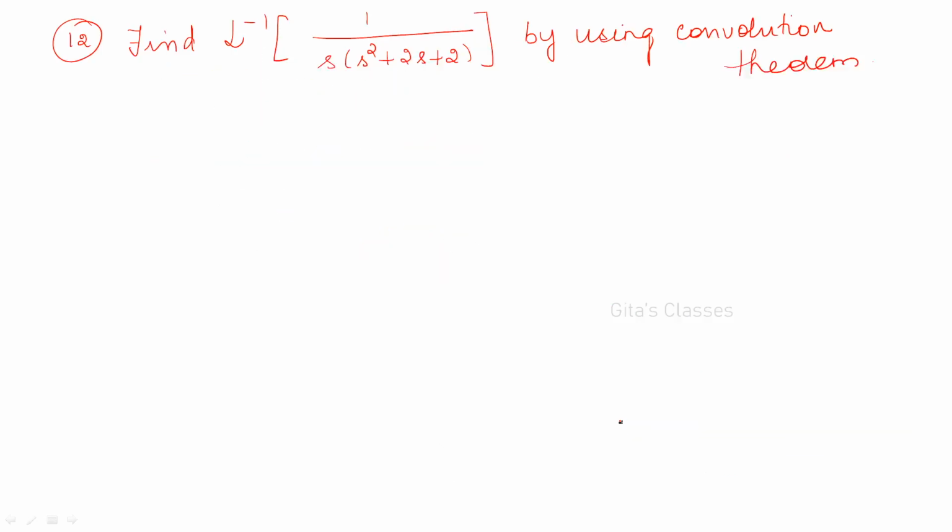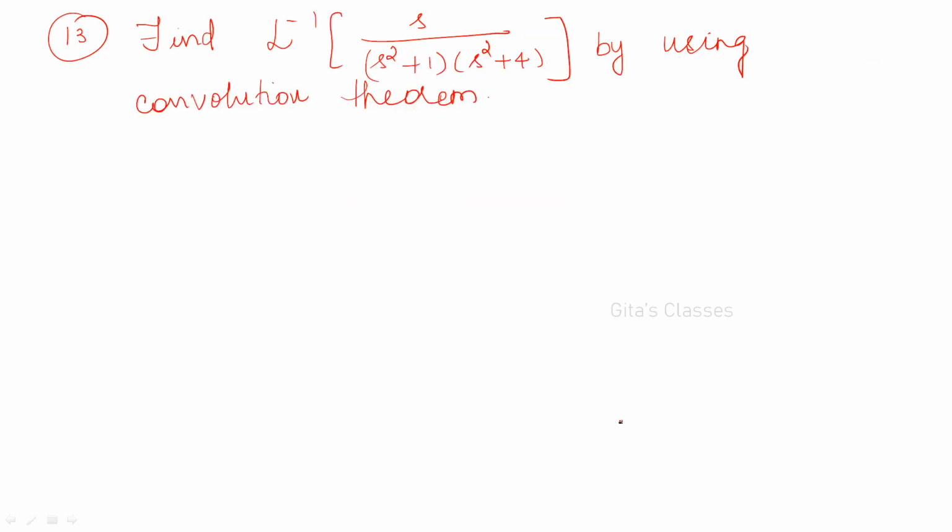Okay, and I have uploaded a separate class for the convolution theorem. There I have done 4 or 5 problems. Please go through that, and the same question I have done in that class also. If you want, you can go through that, or you try on your own. This is the answer, 1 by 2 into (1 minus e power t) into sin t cos t. And you can apply the same method for finding this problem also. Take it as a practice problem.